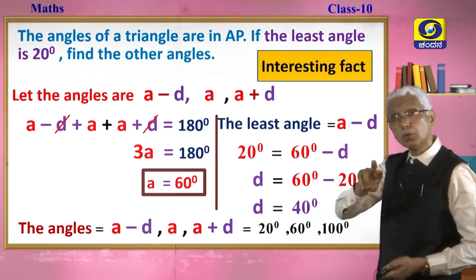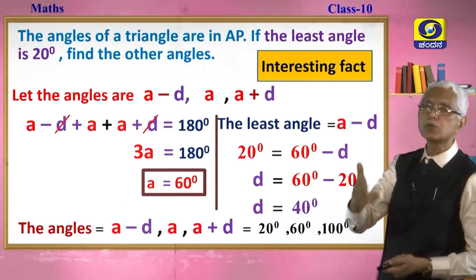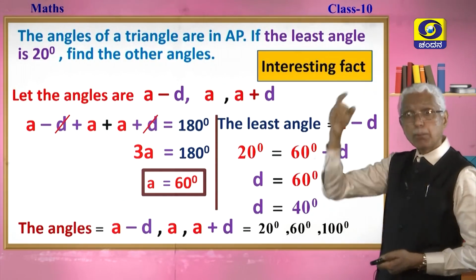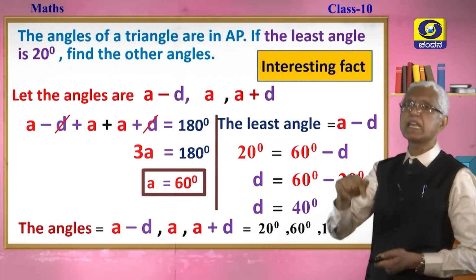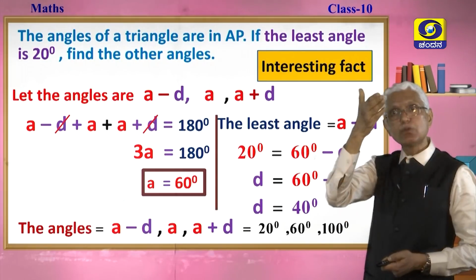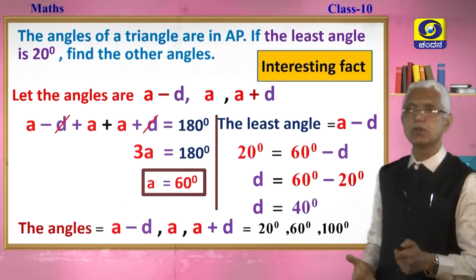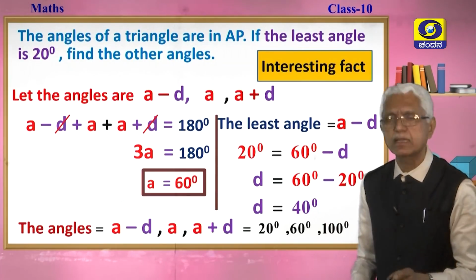So, you could use a, a plus d, a plus 2d, or you can also use a minus d, a, a plus d. But in the previous problem, using a minus d, a, a plus d was beneficial because d would get cancelled and I would get the value of a. So, depending on the problem, you will have to take the three consecutive terms.